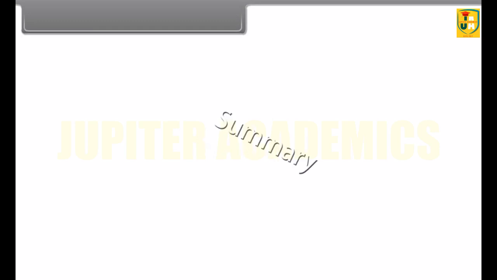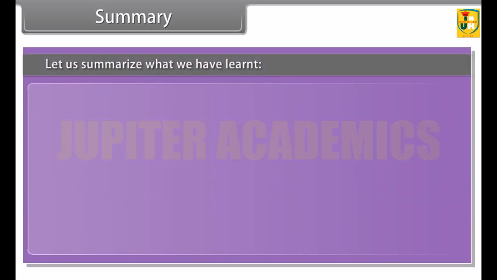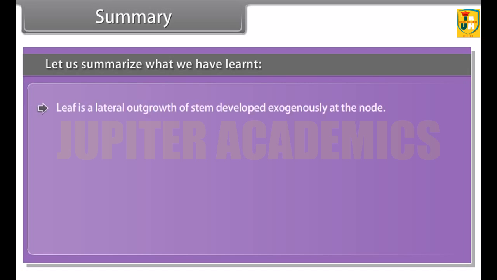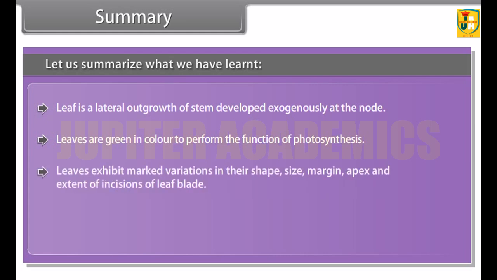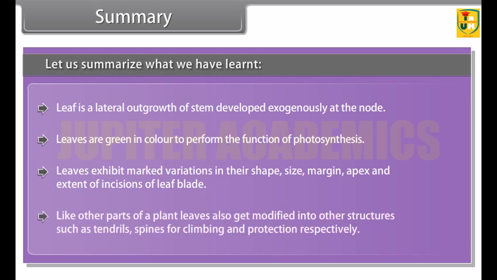Summary. Let us summarize what we have learned. Leaf is a lateral outgrowth of stem developed exogenously at the node. Leaves are green in color to perform the function of photosynthesis. Leaves exhibit marked variations in their shape, size, margin, apex, and extent of incisions of leaf blade. Like other parts of a plant, leaves also get modified into other structures such as tendrils, spines for climbing and protection respectively.